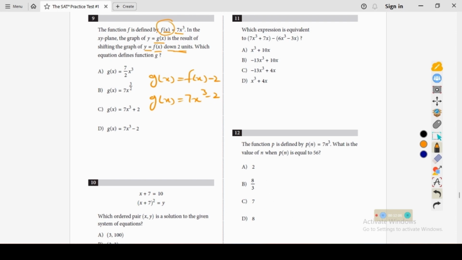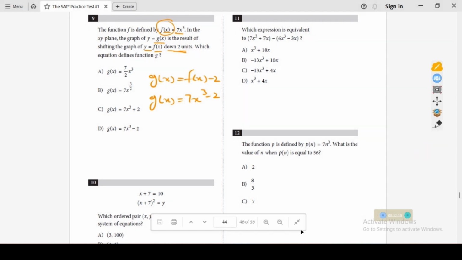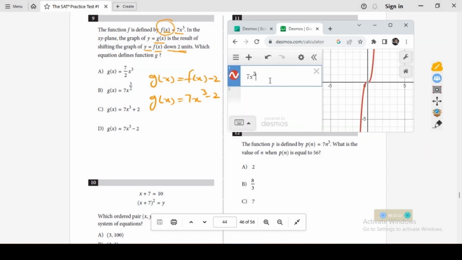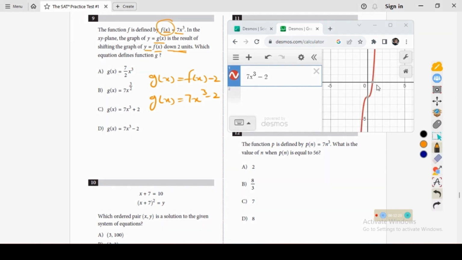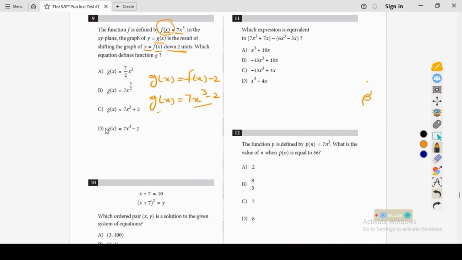Let's see this through a graph. Here is the graph of 7x cube. And the graph of 7x cube minus 2 is, since the previous graph is at this place, now the graph has shifted 2 units down to this place. So D is the correct answer.